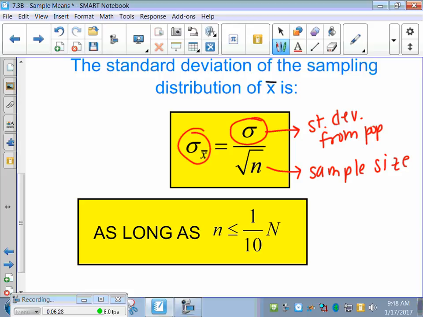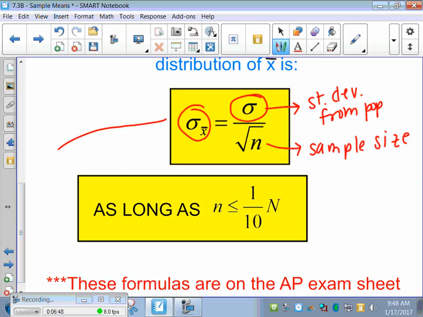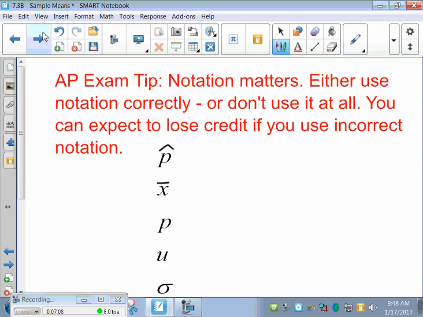Now pay attention to whether you're finding the standard deviation of the population or the standard deviation of the sampling distribution, because there are times where we actually use just the population to do our calculations. You'll see the difference in the problem. And again, what do we have to prove is true when we do standard deviation? The 10% condition, same as before. All these formulas are on the sheet that will be given to you on the AP exam. So your yellow sheet has these formulas on it for standard deviation.